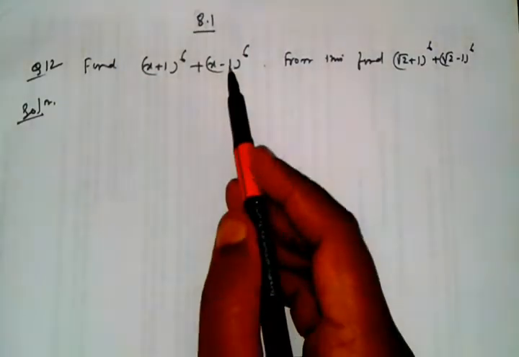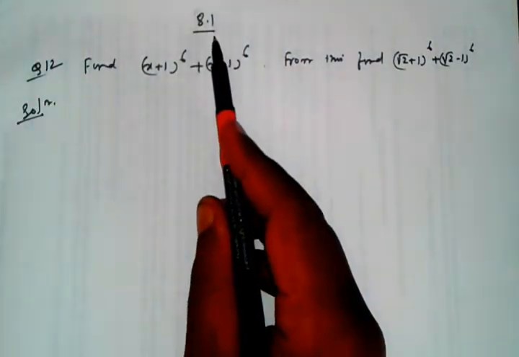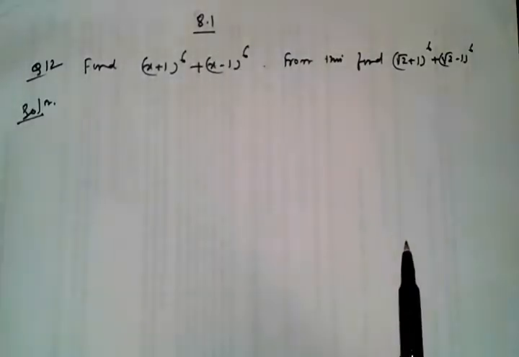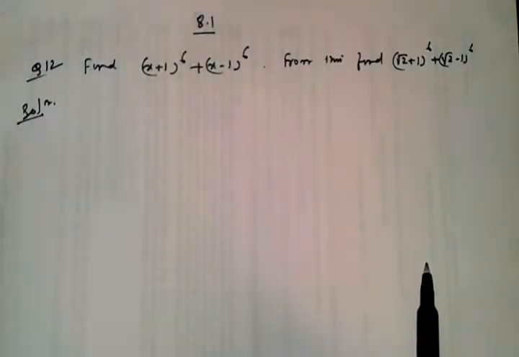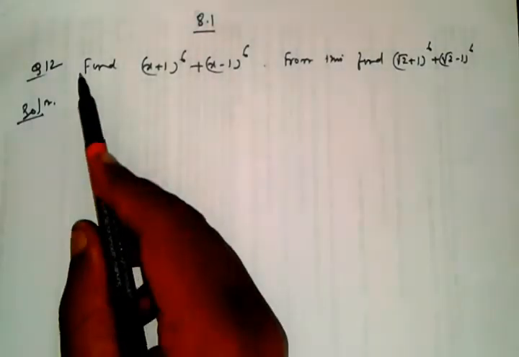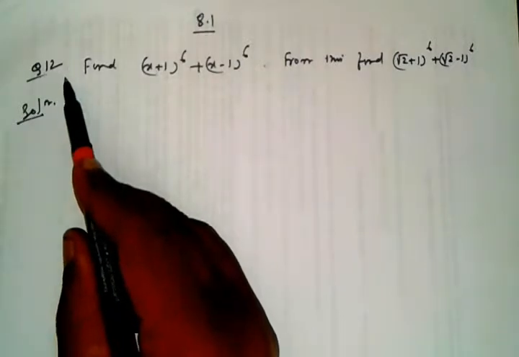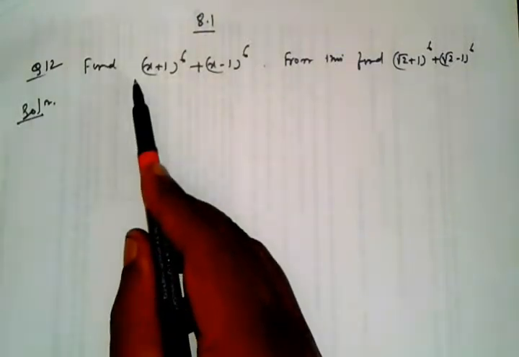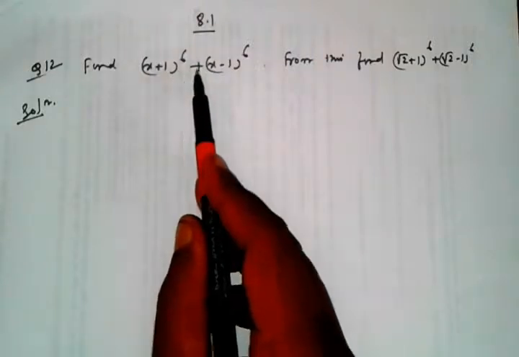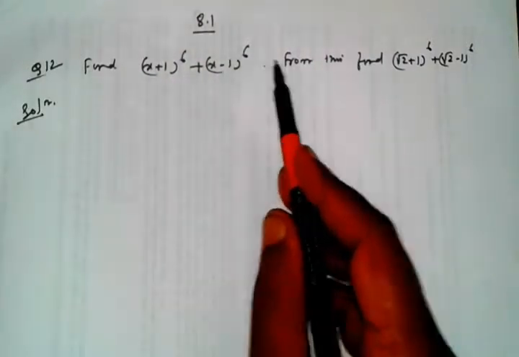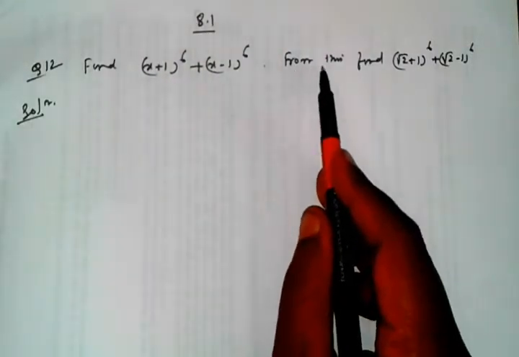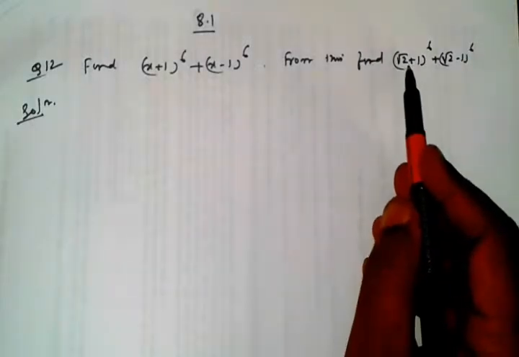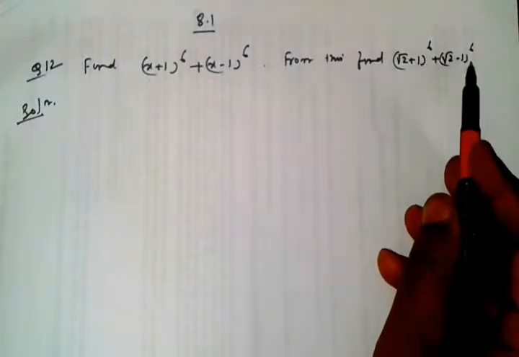Today I shall discuss some problems which are in exercise number 8.1. Last class also I discussed some problems from exercise 8.1. Today's first problem is question number 12. Find (x plus 1) to the power 6 plus (x minus 1) to the power 6. From this, find out (root 2 plus 1) to the power 6 plus (root 2 minus 1) to the power 6.